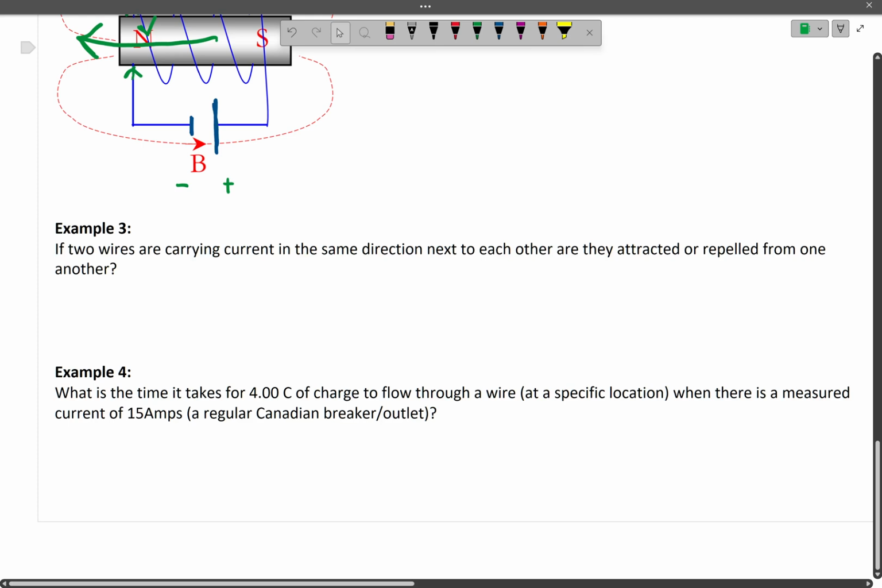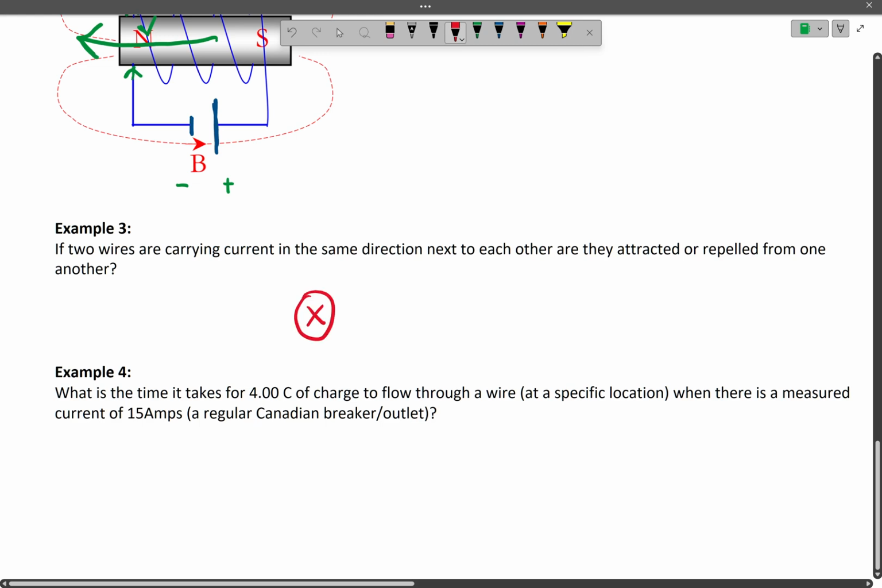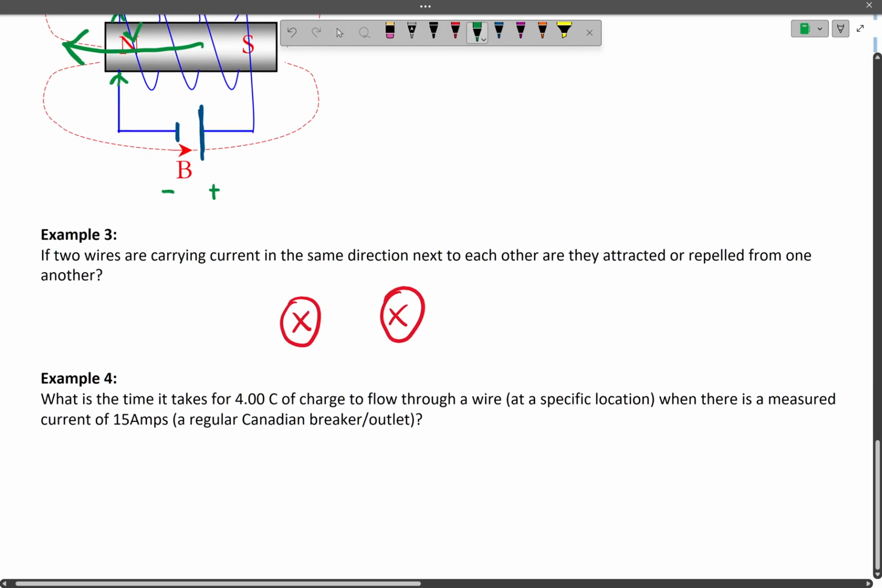Example number 3. If two wires are carrying current in the same direction next to each other, are they attracted or repelled from one another? Well, we could do multiple different things, but let's just make both wires go into the page. Okay, so these are two wires going into the page, which means that my thumb is going to be pointing into the page and my fingers are going to be wrapping around. So my fingers are wrapping around in this direction. And it would be the same thing for this other one in this direction.